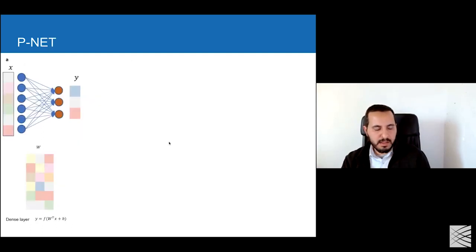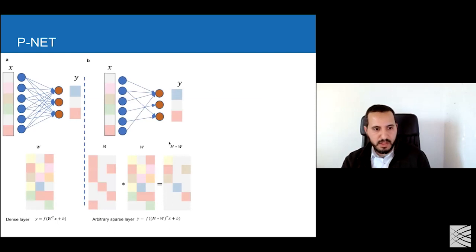So this is an example of a dense layer where we have this W matrix that connects the two layers of nodes here. If you have an X vector as an input, you can get a Y vector as an outcome by multiplying the inputs by this weight matrix. And usually this W is a dense matrix.